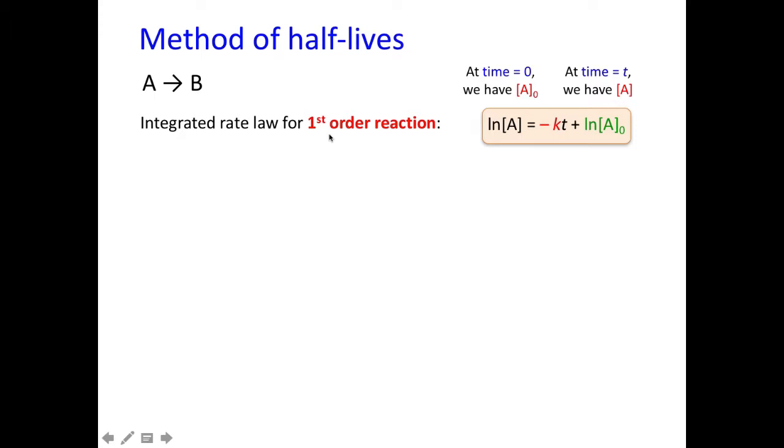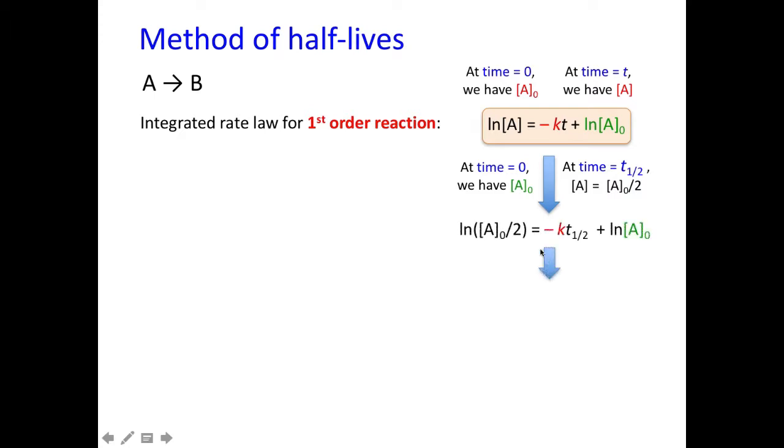If we have now a first order reaction, just remember there's the integrated rate law, and at time t we have the concentration of A. At time 0 we have the initial concentration of A. Now let's do the same as we did before. So for a specific time t half, the concentration of A would be the initial concentration divided by 2. So we just substitute in this expression where I have concentration of A, I put concentration of A divided by 2, and where I have t, I substitute by t half. And now I just isolate t half to predict its value.